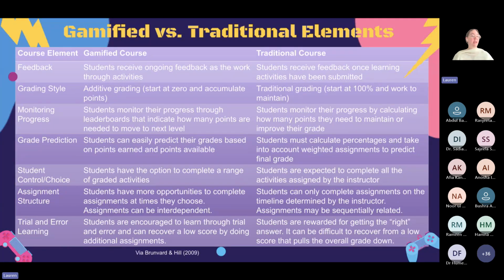Okay, so the next is grade prediction. In gamified learning, students can easily predict their grades based on the points they earned and the points available. I'll give you some examples so this will be more clear later on, but you can imagine you need 100 points to pass the course. Or let's make it more modest than that. You need 60 points to pass the course, and you have completed activities worth 35 points. So you know that you need 25 more points in order to pass the course.